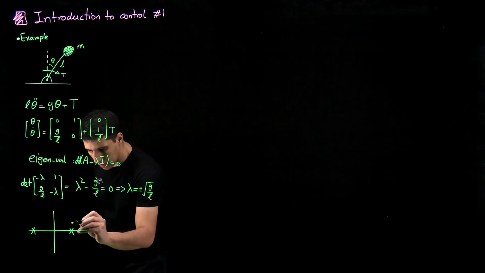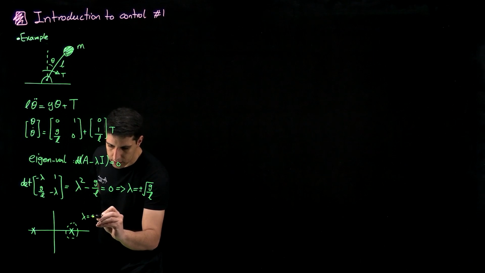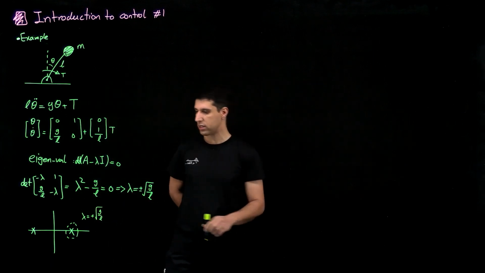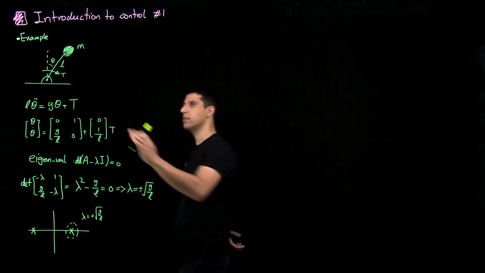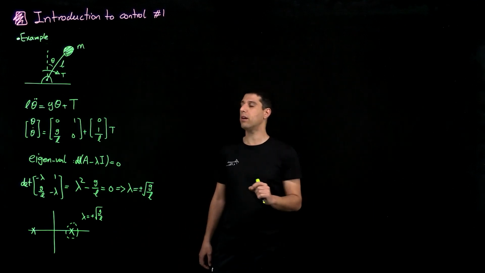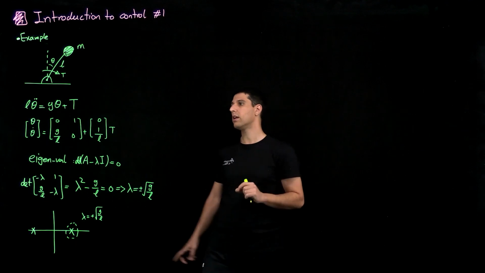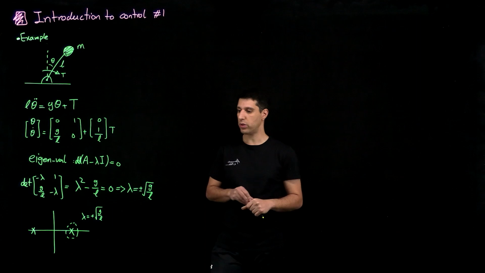And this one, lambda equals plus the square root of G over L, is positive. That means my system is unstable, which makes sense. So if I have my system upward here, and I give it a tiny bit of disturbance or a tiny fling, the system will just fall. It will never go back to its original position.